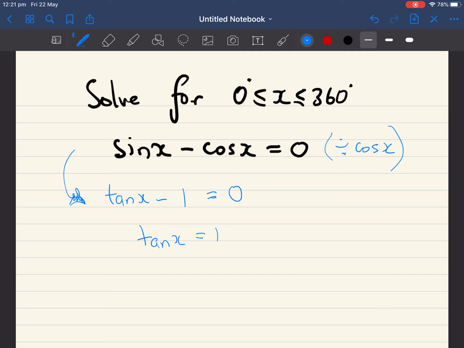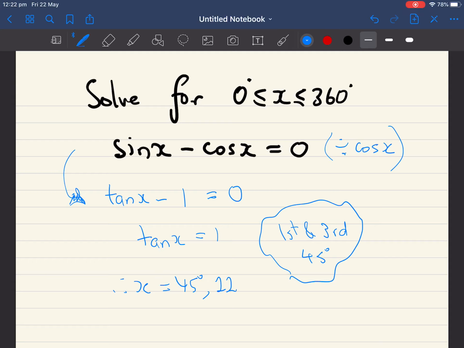Tan is positive in the first and third quadrants. What makes tan a 1? Inverse tan 1 is 45 degrees. So our solutions will be 45 degrees in the first quadrant, which was 45 degrees, obviously, and 45 degrees in the third quadrant, which is 180 plus 45. And there you have two solutions which work for this trig equation.